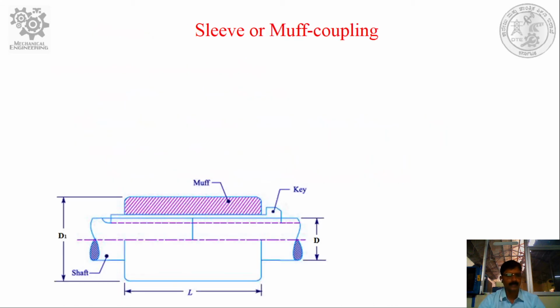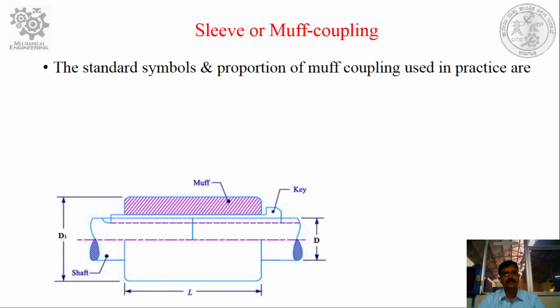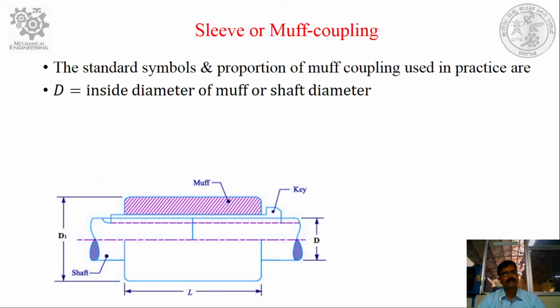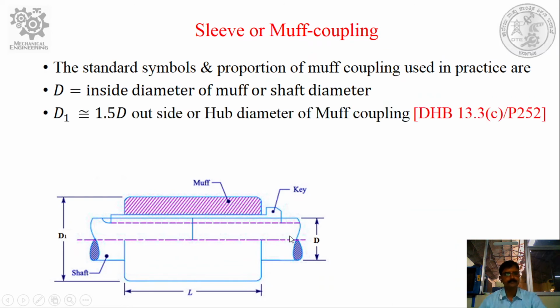Sleeve or muff coupling. The standard symbol and proportion of muff coupling used in practice are: D is the inside diameter of the muff, or the shaft diameter. Now see here, this is the diameter of the shaft. Similarly, the inside diameter of the muff is the same as that of the shaft diameter, and D1 is equal to 1.5 times D, that is the outside or hub diameter of the muff coupling.